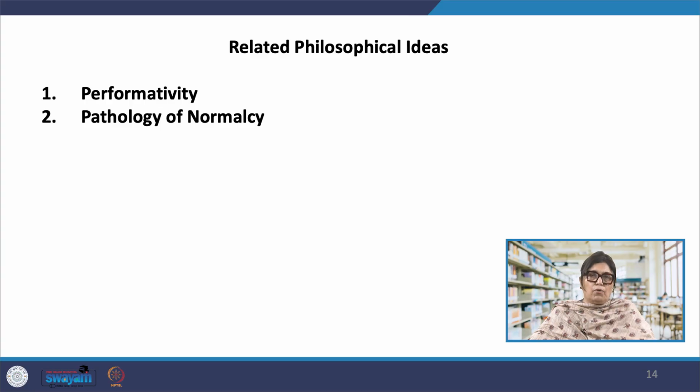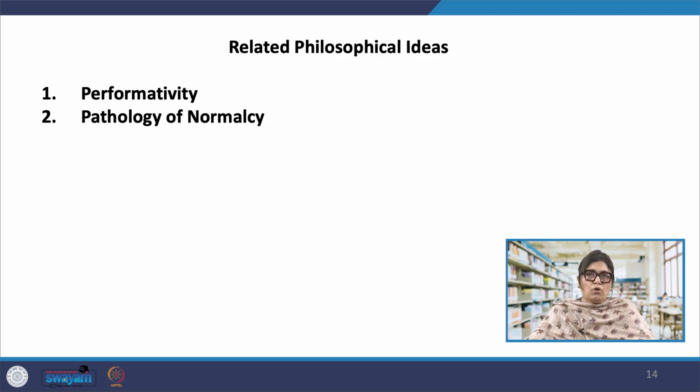There are some related philosophical ideas too, and one of them is performativity. The concept echoes Judith Butler's theory of performativity, which suggests that many aspects of our identity, like gender or social standing, are constructed through repeated actions and performances rather than being innate. The pathology of normalcy: psychoanalyst Erich Fromm used this term to describe how entire societies can be insane even if their members appear normal because they are all performing the same dysfunctional social role.